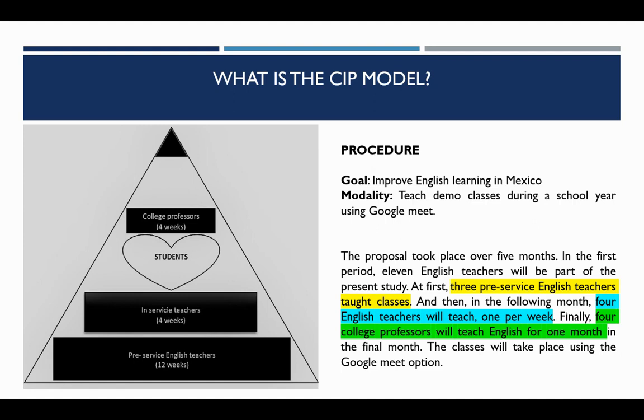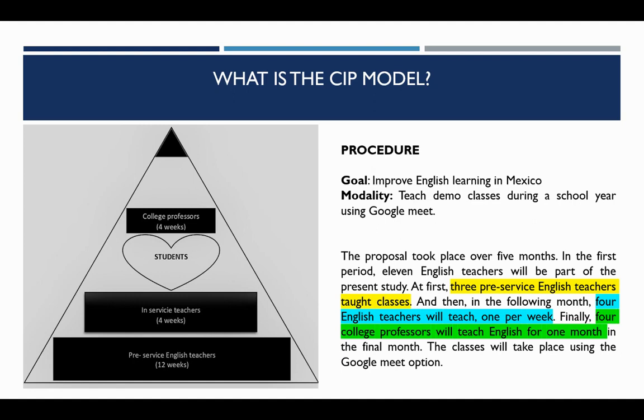As you can see in this pyramid, at the bottom we have pre-service English teachers with 12 weeks, in-service teachers with 4 weeks, and then in the middle we have the students, and at the top of the pyramid we have college professors, 4 weeks.